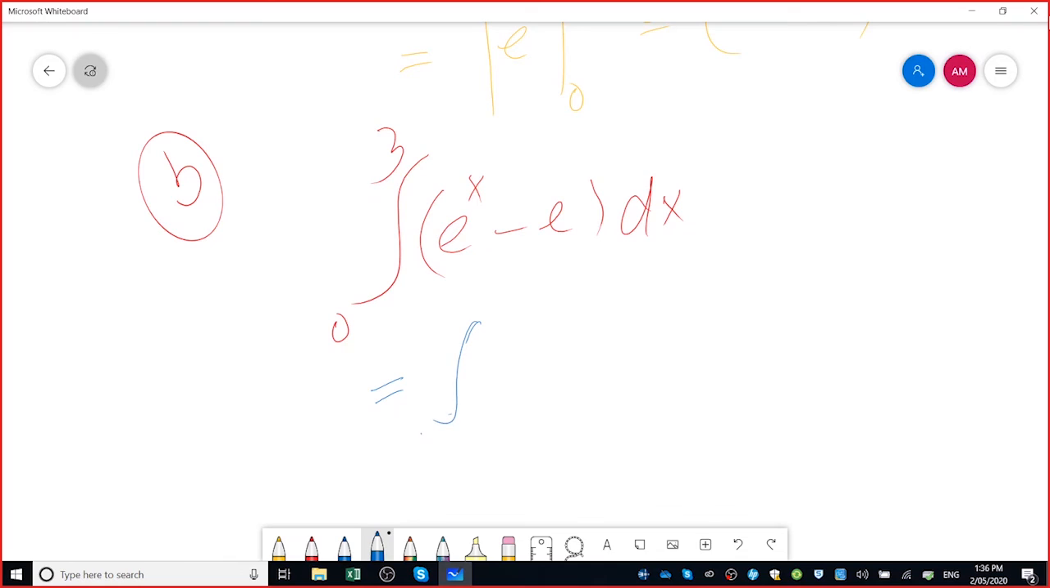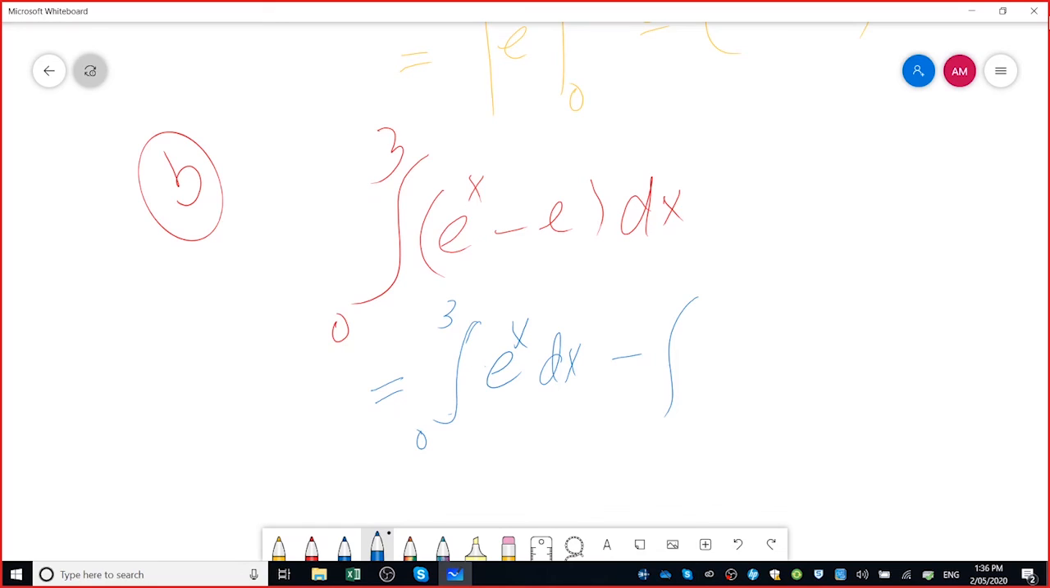So it should be e to the x, minus the antiderivative of e. No, no. You have two parts. You have to write them as two equations to solve them independently. So it would become e^x dx, and then e dx. Yeah, sorry. What should I do now?